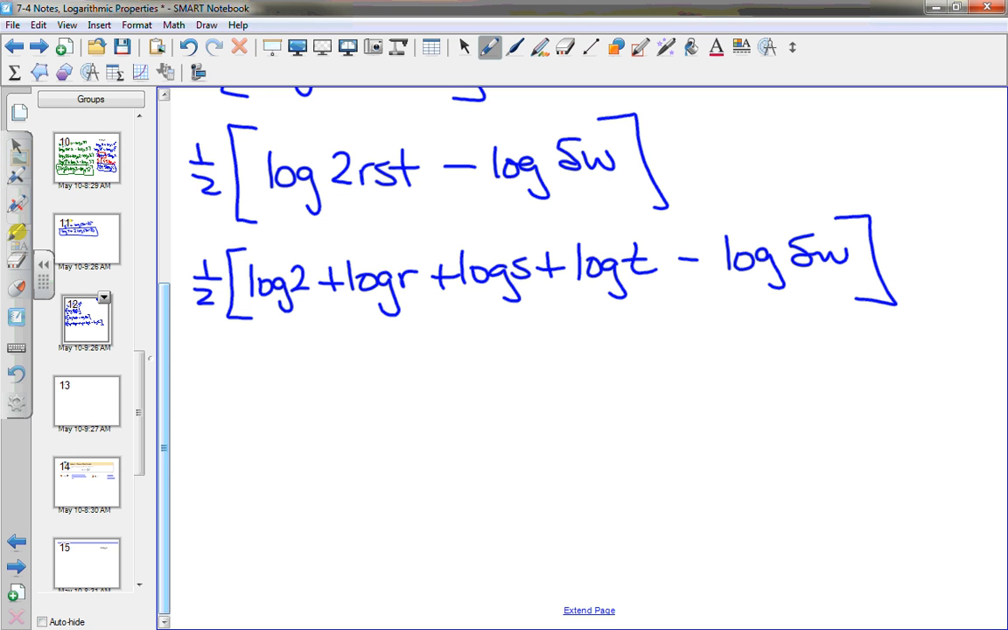Now, what do you notice? The 5 and the w are attached by what? But here's the kicker. Check it out. They're attached to all that junk by what? Subtraction. They're attached by division in log world, right? Which means I can't lose that division symbol. So I just bring all this junk down.